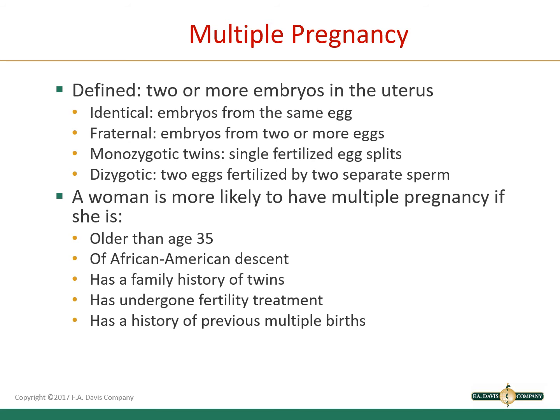A multiple pregnancy means that the woman has 2 or more embryos in her uterus. These embryos can come from the same egg or different eggs. If the babies are born from the same egg, they're termed identical. Babies born from 2 or more eggs are termed fraternal.